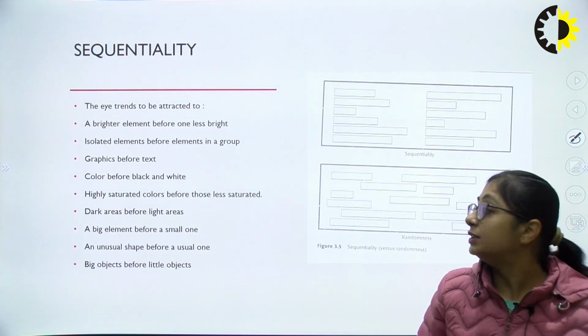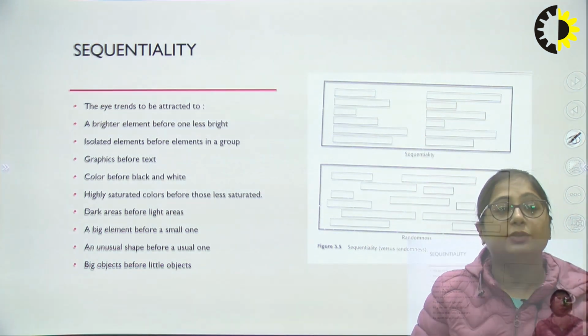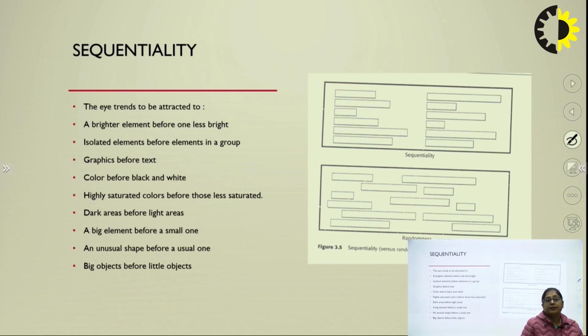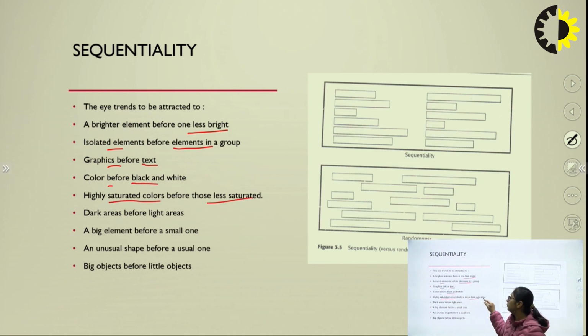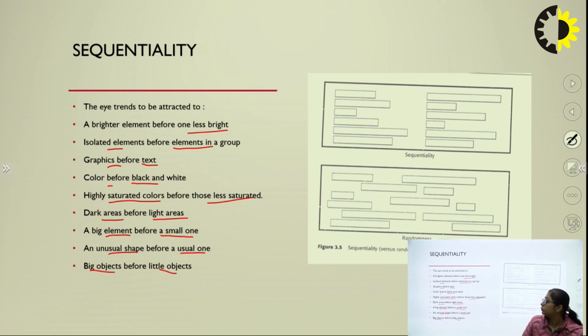Sequentiality. What sequence of items we have to put here is based on the eye, because the eye is trained to be attracted to a brighter element before a less bright one, an isolated item before a group, graphics before text, color before black and white, highly saturated color before less saturated color, dark area before light area, a big element before a small element, an unusual shape before a usual shape, and a big object before a little object. So based on that, we have to sequence the buttons. We have to label the button so that it will attract our user.